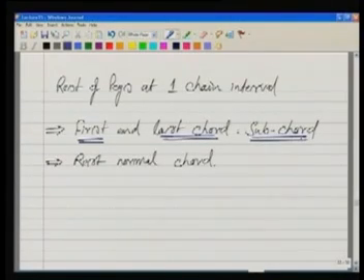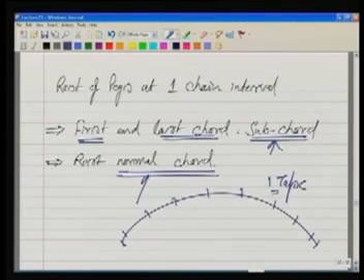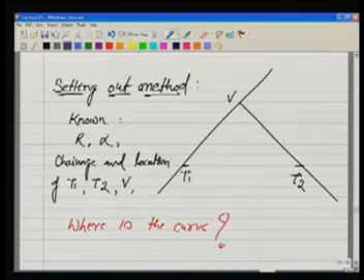That's why we call them subchords, smaller than the full chain length or full length of the chord which we have taken, and the rest of them are the normal chords. Obviously, because the very first one was smaller, the last one may also be smaller, and in between all are separated by a full interval, or one chain, or one tape. So this is why we name the first and last as subchords and the rest as normal chords. Well, having understood this, now we will go for setting out methods.